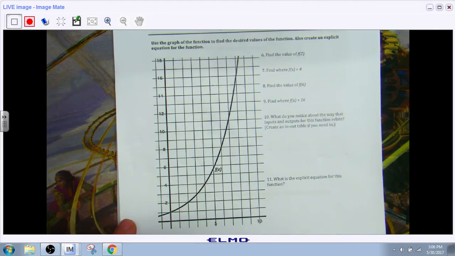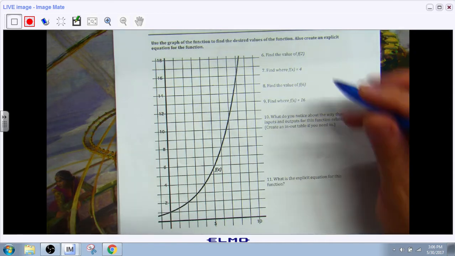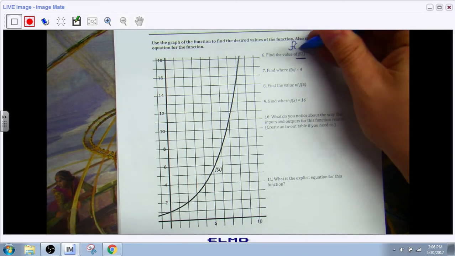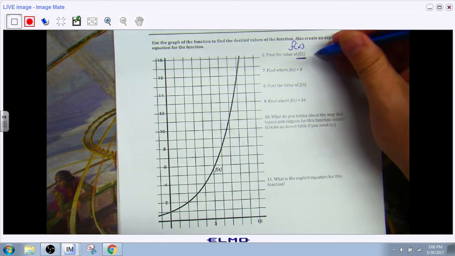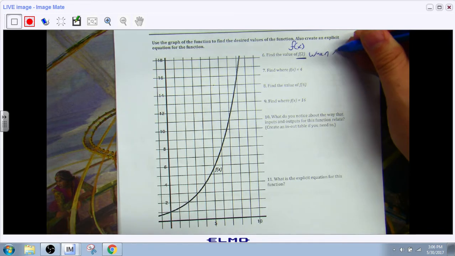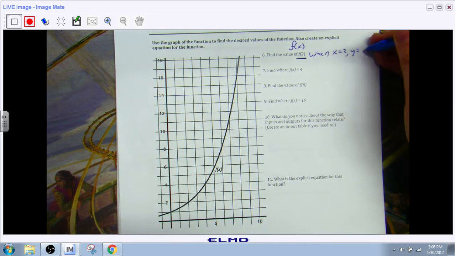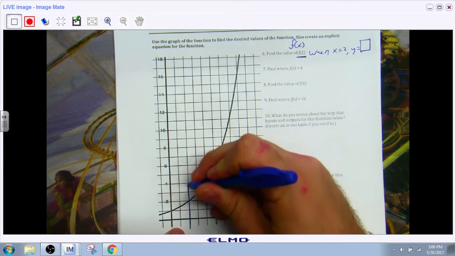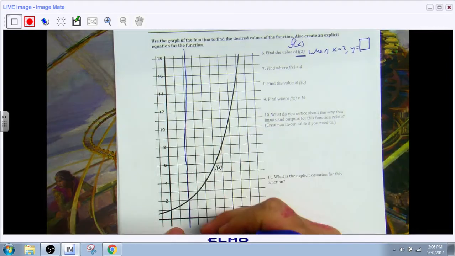So now it wants us to use the graph to find the values. The tricky thing here is when it says f of 2, well, typically we write f of x. So f of 2 means when x equals 2, y equals blank. So when x equals 2 is this line here. So what is our y value?